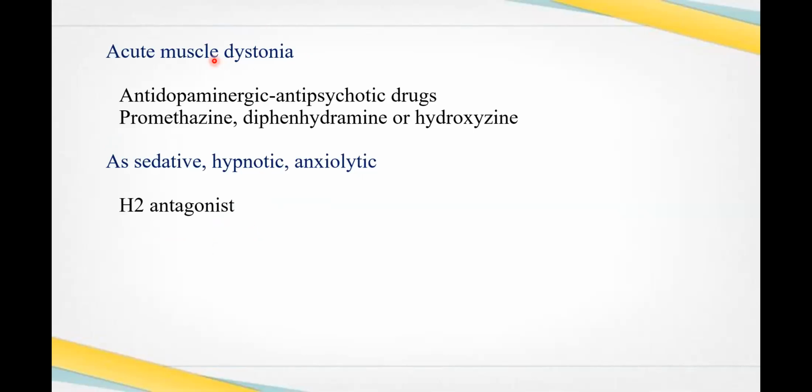Then acute muscle dystonia is an extrapyramidal syndrome caused by antipsychotic drugs. For that also, promethazine, diphenhydramine or hydroxyzine can be used. I think you would have seen oculogyric crisis. It is one of the extrapyramidal syndromes caused after antipsychotics. In such cases, we can use promethazine or diphenhydramine. Immediately it will go off if you give this drug.